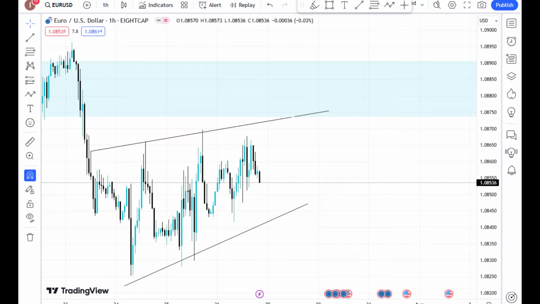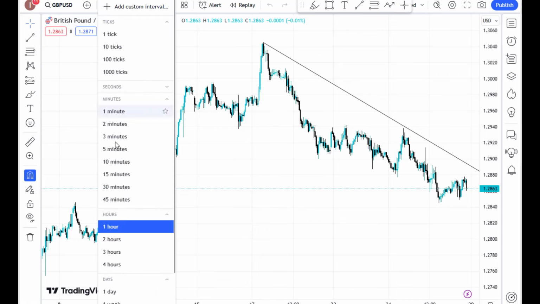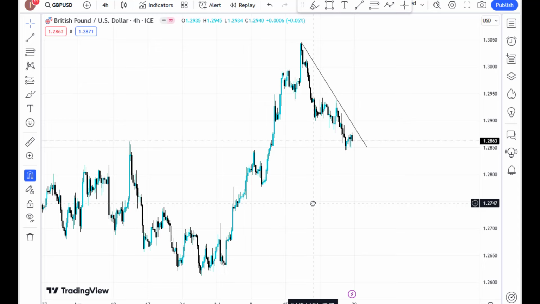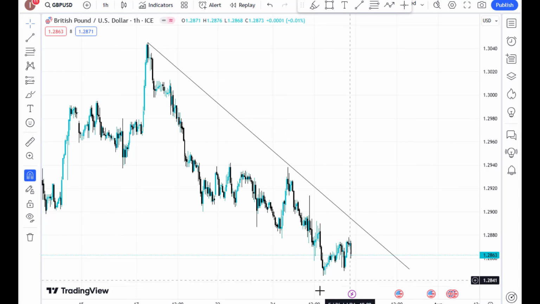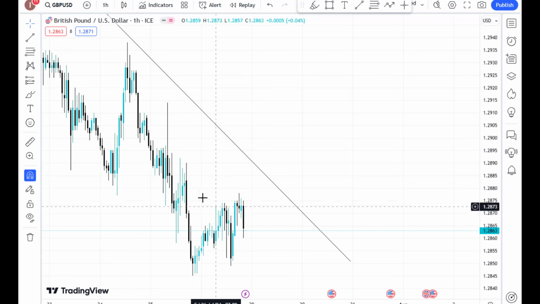So let's quickly look at GU. GU should probably have something just like euro US dollar. Sometimes they do correlate. And if you look at it, guys, we don't want to start again doing a top down analysis, because it's the same thing. We already know that price will probably likely be going down.